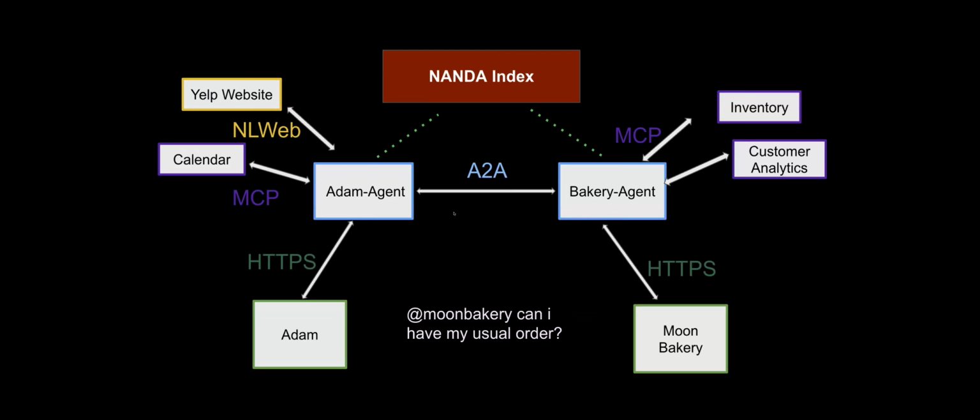So before sending a message to the bakery agent, Adam's agent used the MCP protocol to talk to Adam's calendar and something like an NL web protocol from Microsoft to talk to Yelp's website. Then it sends a message over the A2A protocol to the bakery agent, who receives the message from Adam and may add some additional context about what kind of stuff Adam likes, some past order history for Adam, by talking to the bakery's MCP tools that are about their inventory or customer analytics, and then forwards a message to the bakery to make a final decision.